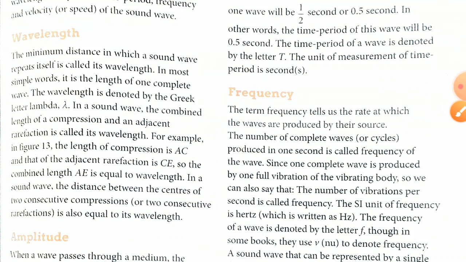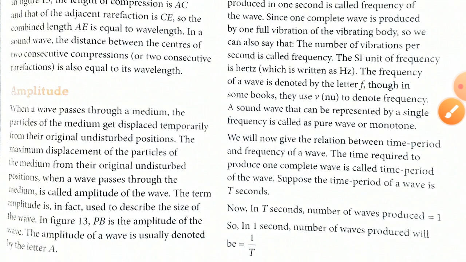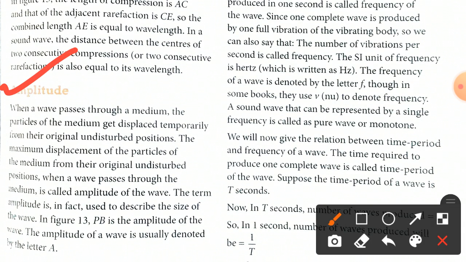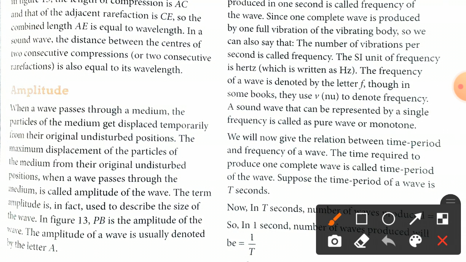In a sound wave, the distance between the centers of two consecutive compressions or two consecutive rarefactions is also equal to its wavelength. I hope it is clear. Now we will come to what is amplitude. So when a wave passes through a medium, the particles of the medium get displaced temporarily from their original undisturbed position. Clear? So the maximum displacement, you can define amplitude from here.